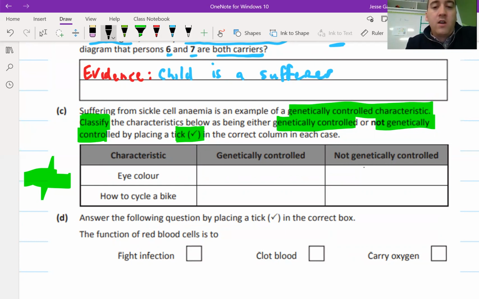Okay, so eye color, this is definitely something that you inherit from your parents. So it is controlled by genes. Generally, if your parents have a certain color of eye, especially brown eyes, some of the children will definitely end up having brown eyes. It is genetically controlled. What about how to cycle a bike? Pause the video and write that down now. Tick one of the boxes. Hopefully you ticked not genetically controlled. This is something you learn. You are not born automatically able to cycle a bike. You have to learn it.